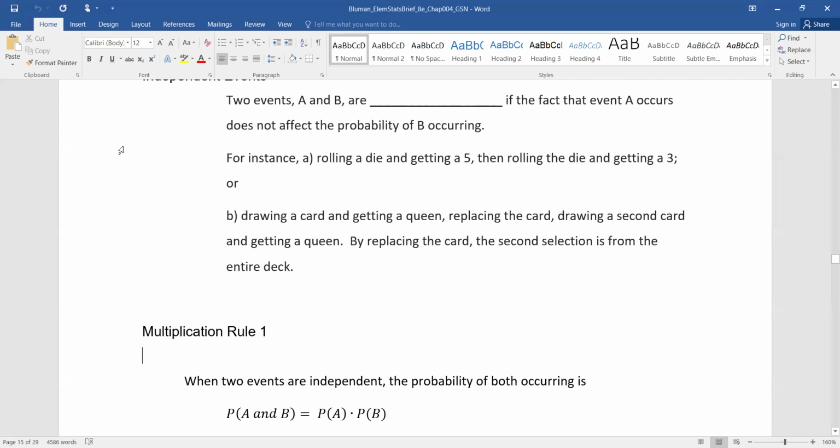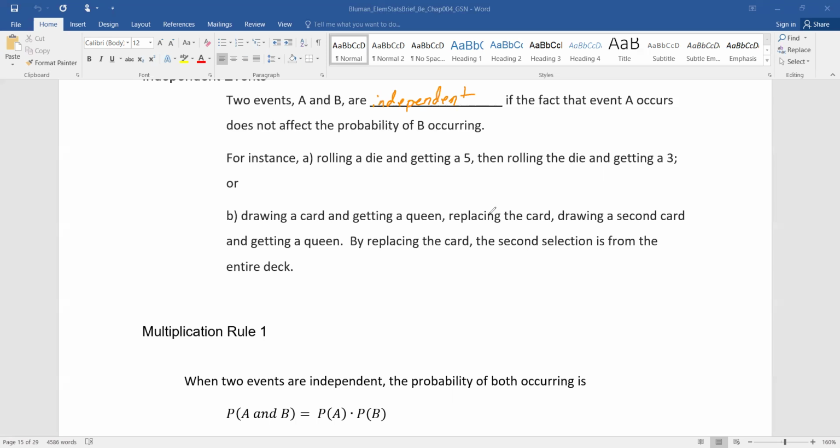So again, two events, A and B, are independent if the fact that event A occurs does not affect the probability of B occurring. So, for instance, rolling a die and getting a 5, and then rolling the die and getting a 3. Every time you roll a die, you have the same opportunity to get all 6 numbers. The fact that I got a 5 the first time will not affect me getting a 3 the second time.